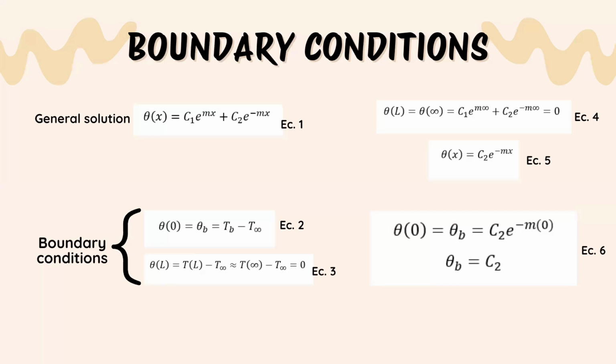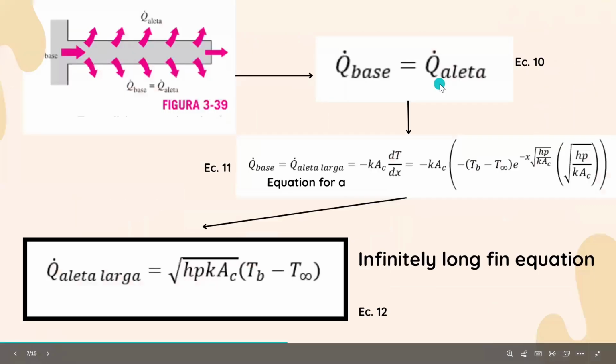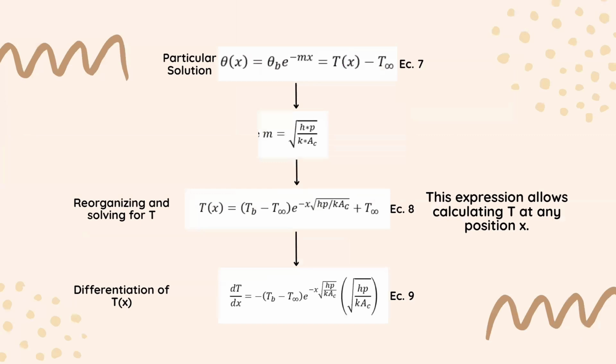The first boundary condition, x equal to zero, allows us to find the constant C2. So now we have a particular solution presented in equation number seven. We replace M in equation number seven, reorganizing and solving for T. That is equation number eight, and this expression allows calculating T at any position of x. If we differentiate the function T, we obtain equation number nine.